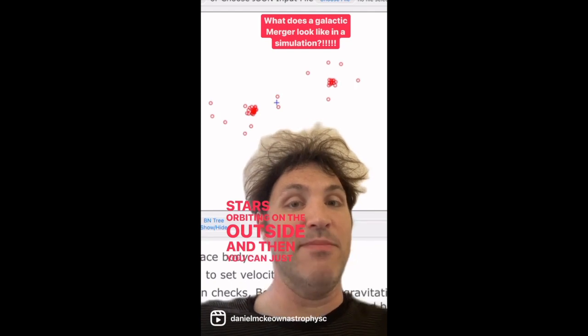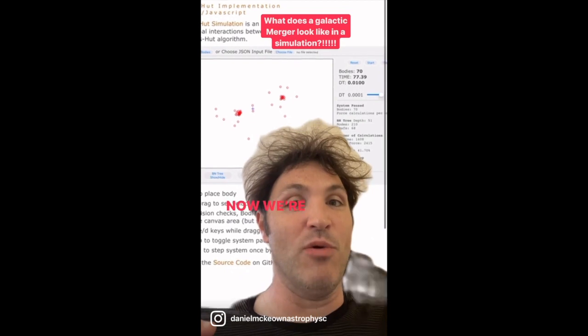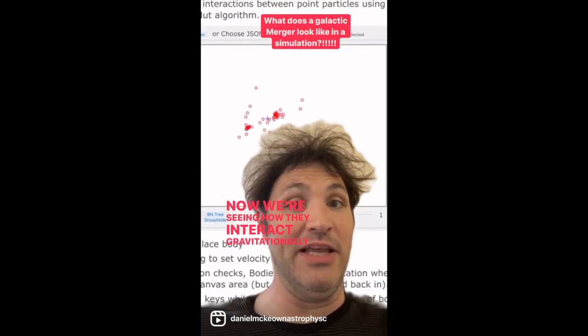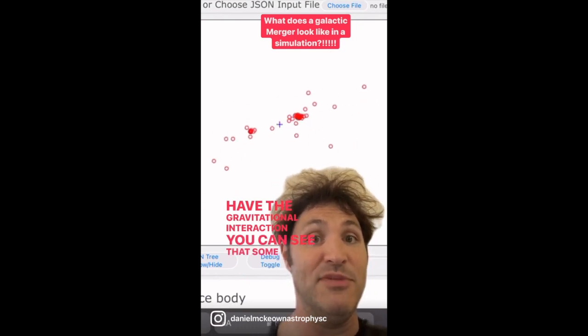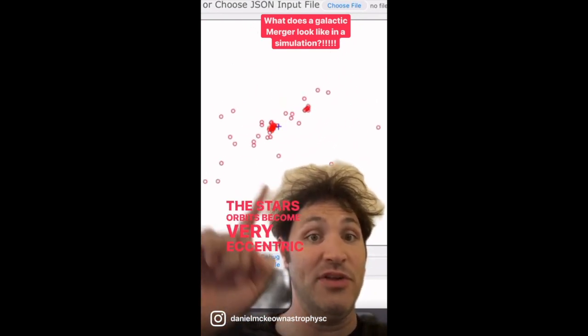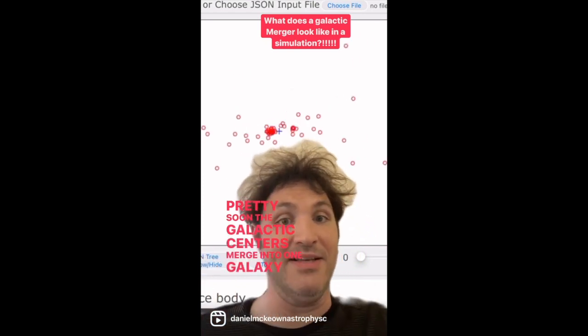And then you can just imagine that these two galaxies come together from some distance, and now we're seeing how they interact gravitationally. So here we have the gravitational interaction. You can see that some of the stars' orbits become very eccentric. They go way out, but pretty soon the galactic centers merge into one galaxy.